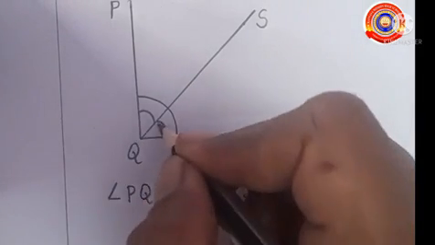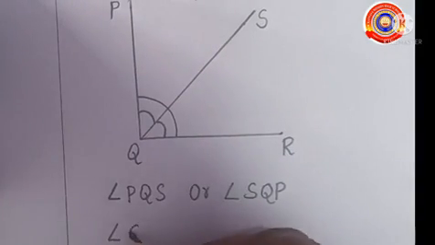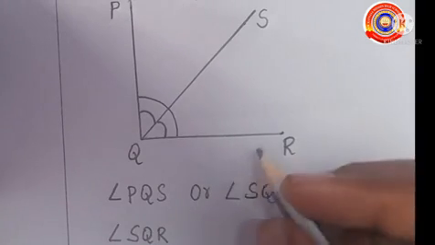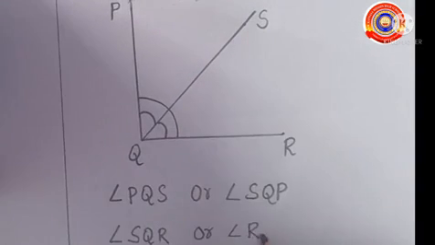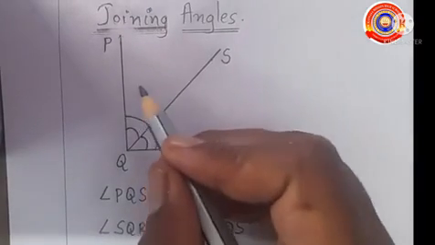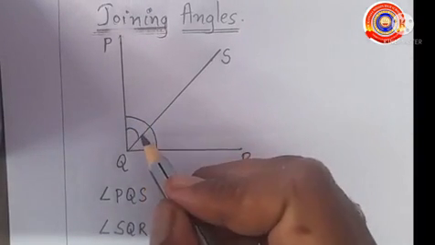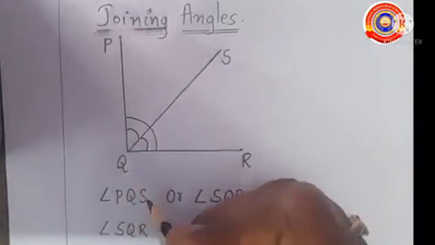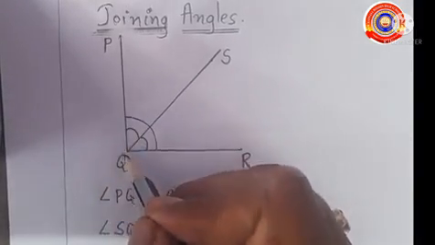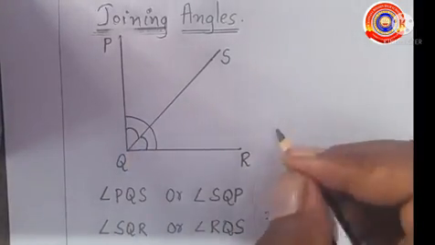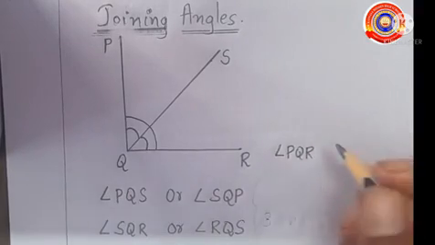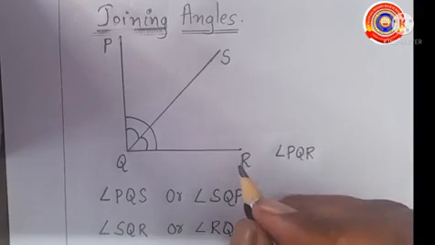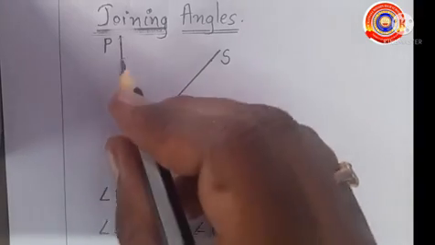What's the name of this angle? We can name this angle as angle SQR. In other way, we can name this angle as angle RQS. See, these two small angles together form a large angle. We can name this angle as angle PQR. In other way, we can name this angle as angle RQP.